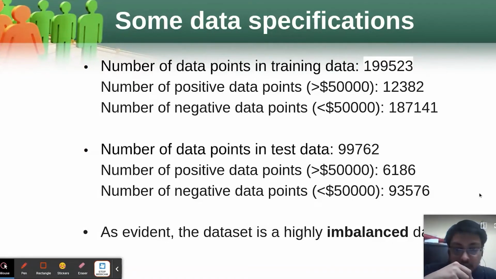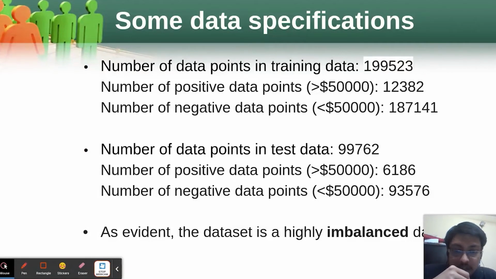So, let's move on. The training data we have contains around 2 lakh data points, out of which around 12.3 thousand have greater than $50,000 as yearly salary, and the rest of the data points have less than $50,000 as their yearly salary. The test data we have contains around 1 lakh data points, out of which around 6.2 thousand have salary greater than $50,000 per year, and the rest have less than $50,000 per year.